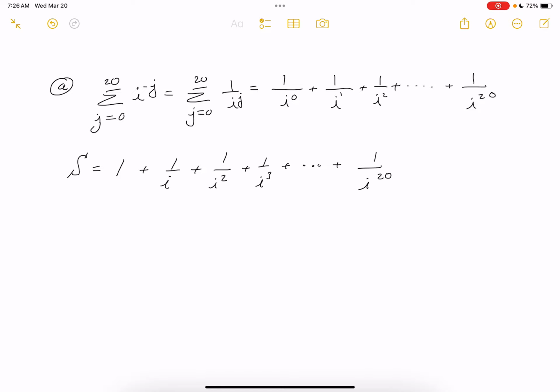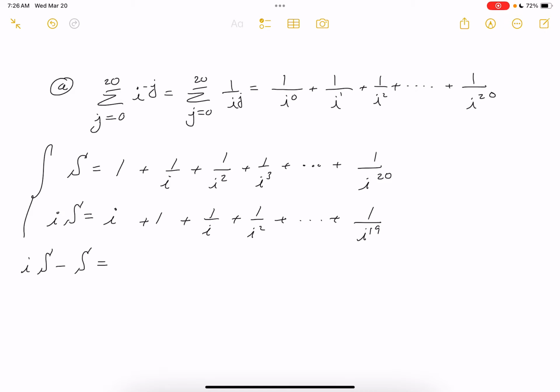I'm going to multiply the equation by I. So you get I times S. That equals I plus 1 plus 1 over I. Again, I'm multiplying every term by I. 1 over I squared plus yada, yada, yada. And when you multiply the last term by I, you would get I to the 19th on the bottom. All right? I'm going to look at these two over here, and, well, I got to subtract. I'm trying to get rid of terms, by the way. So I'm going to take I S minus S.